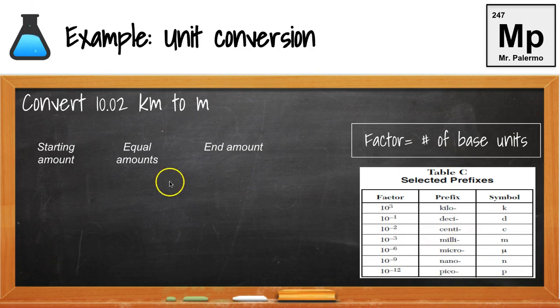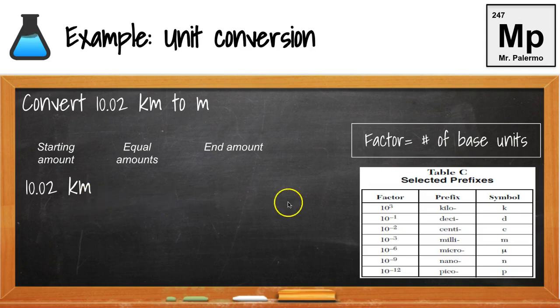So let's look at an example. I want to convert 10.02 kilometers to meters. So we're measuring length. Our base unit is going to be meter. And so how do we convert? The first thing we do is we take our starting amount, the amount that they give us, the number and the unit, and we're going to write that down.